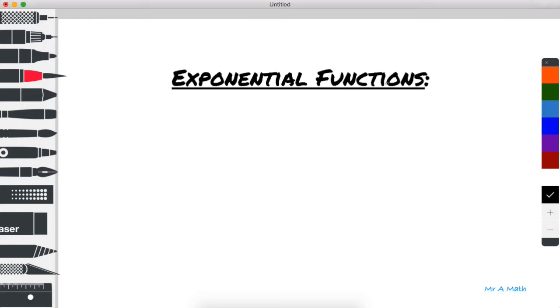Hey guys, so today we're going to be looking at exponential functions, and we're going to be looking at what each variable does to our exponential function. And when I say an exponential function, I'm talking about the standard form of y equals some constant a times some constant b raised to the x power plus c. Each one of these variables is going to dictate important information about the graph.